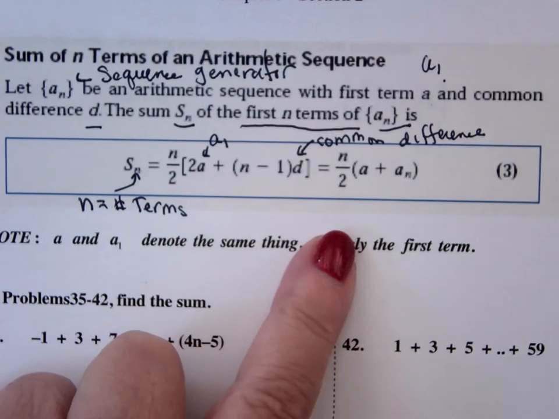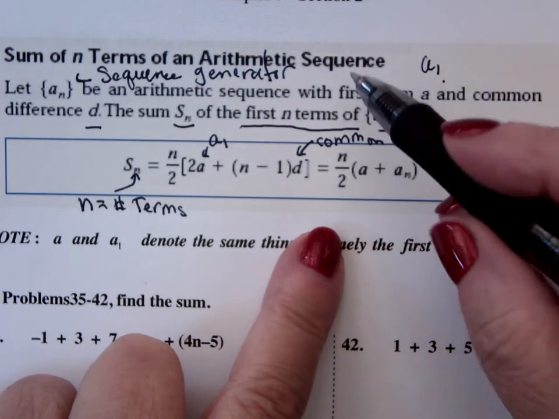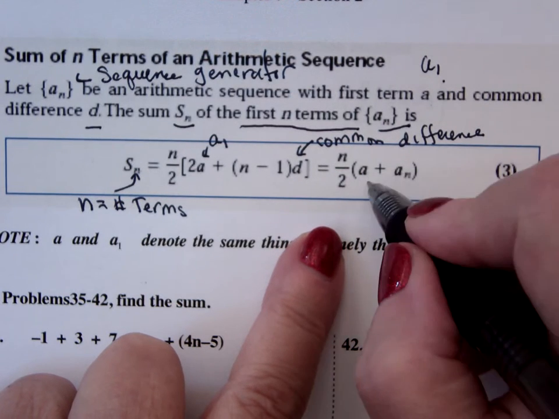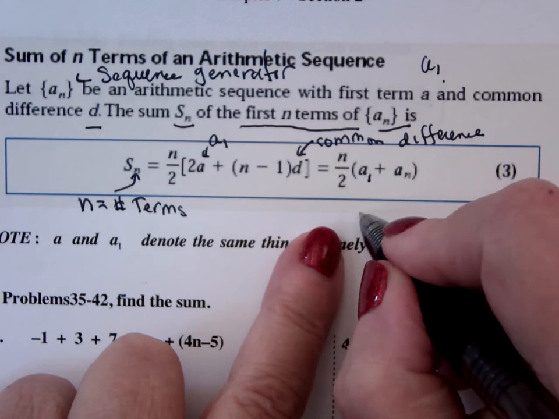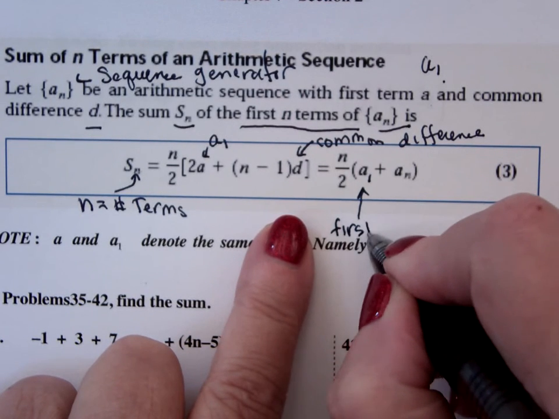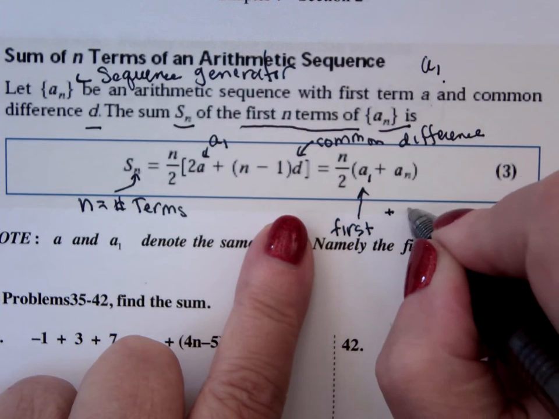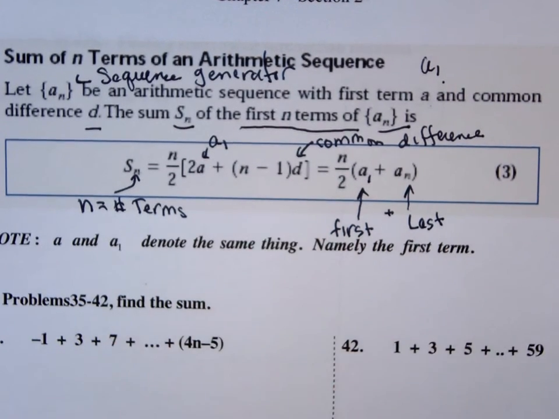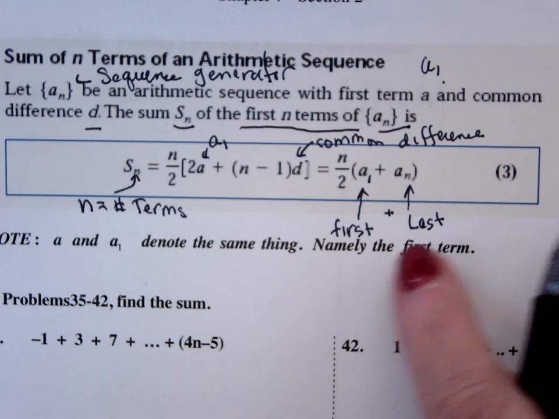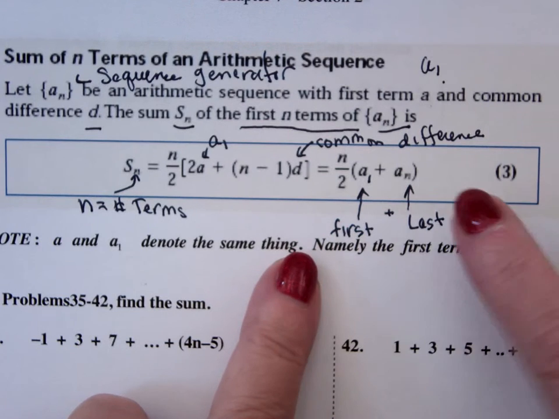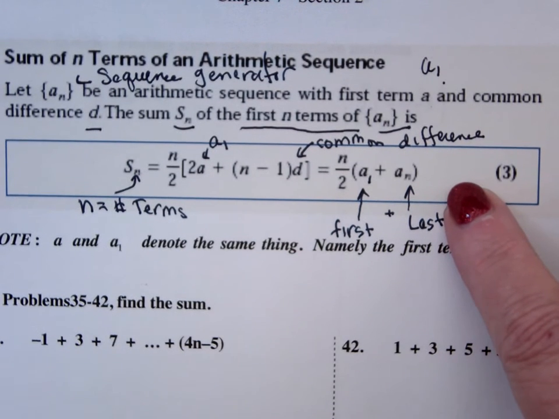Or the equivalent is n divided by 2, times A sub 1 plus A sub n. This is the first added to the last. If I know the first and the last, and I know the number of terms, that's n, I can use this guy. Depends upon what you have.